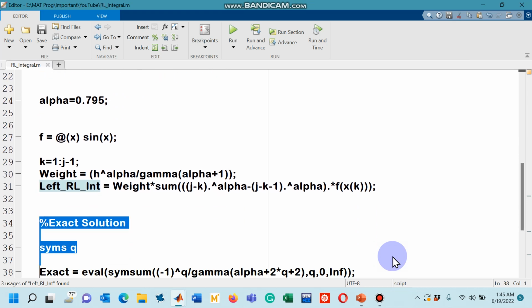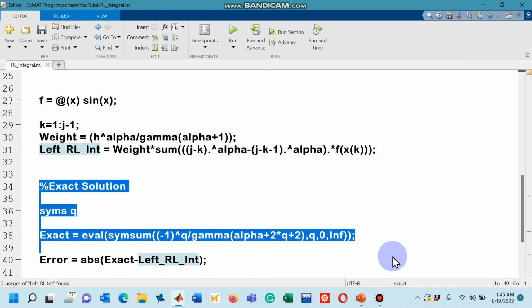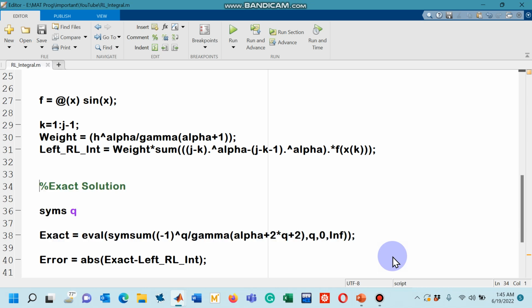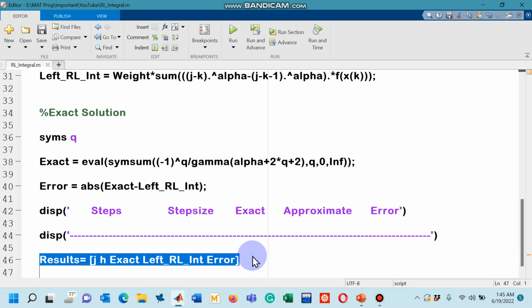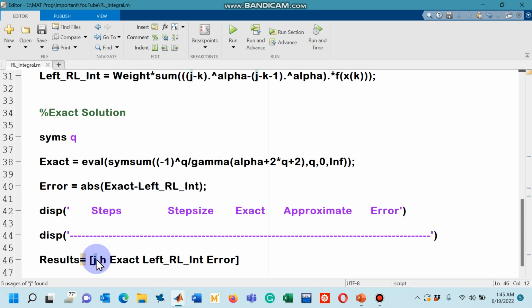I have also mentioned the exact solution on line number 38, and this is a part of one of my previous lectures on the approximation of the RL integral. I will provide the link of that lecture in the description box so you can watch that lecture as well. So this is the exact solution, and then I have computed the absolute errors. After that, I have collected the obtained results in a matrix form. j will show you how many points were taken, what the step size was, what the exact answer is, what the approximate answer is, and the corresponding error.